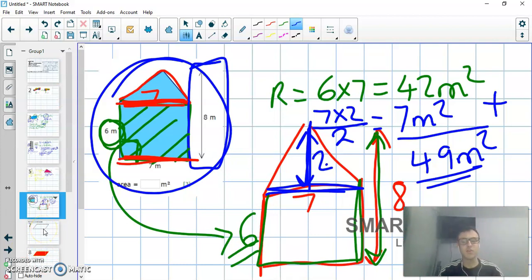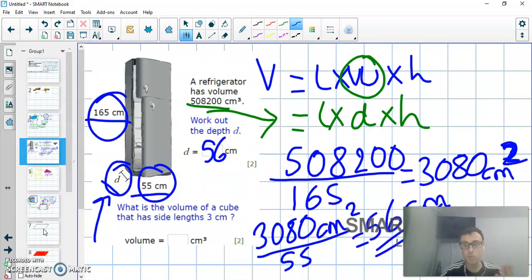So that's a quick recap on triangles, finding the area of them, including compound shapes as well, so a rectangle and a square, whatever put together, and then I also gave you a recap on volume as well.